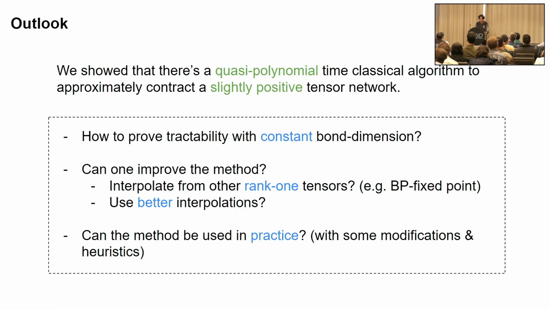And with that, I would like to conclude with some outlook that I think is interesting. Firstly, whether we can prove the tractability with a constant bond dimension. In the numerical observation preceding our work, they don't really require the bond dimension to grow with system size. But in our proof, because of the Ising partition function, the bond dimension actually plays a role in sort of the concentration effect.